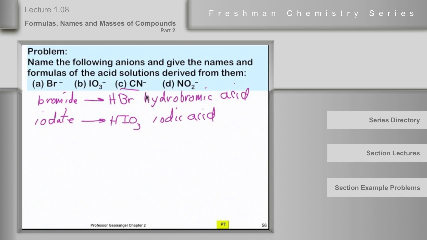Okay, let's look at the next one, number C. CN minus is the cyanide ion. And the cyanide ion behaves almost as if it were a halide ion. It behaves a whole lot like bromide ion. So cyanide has one negative charge. How many hydrogens will it take? One. So the formula is HCN, and the name is hydrocyanic acid.